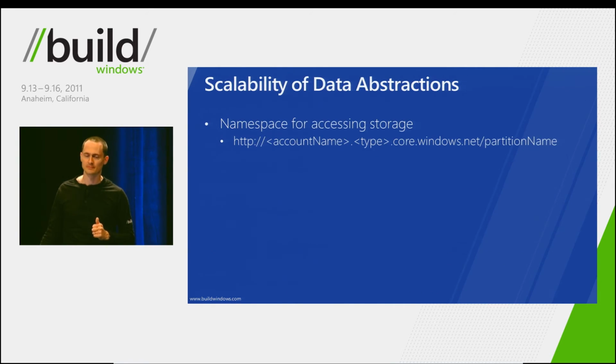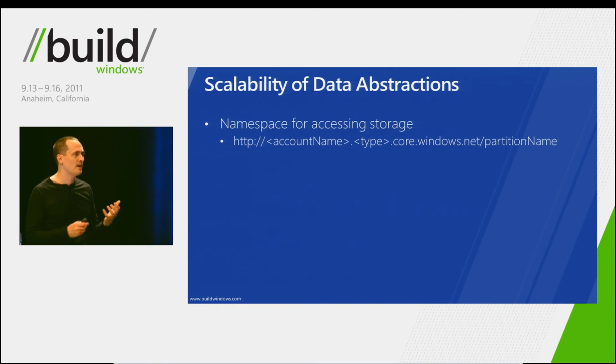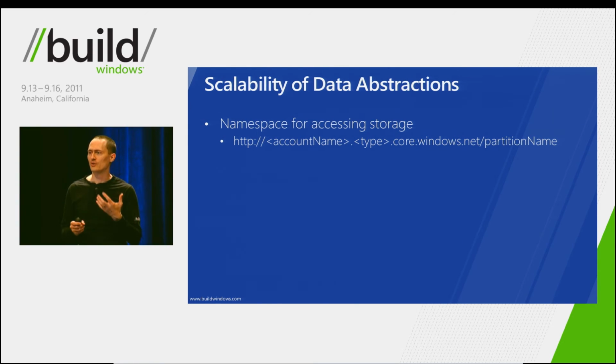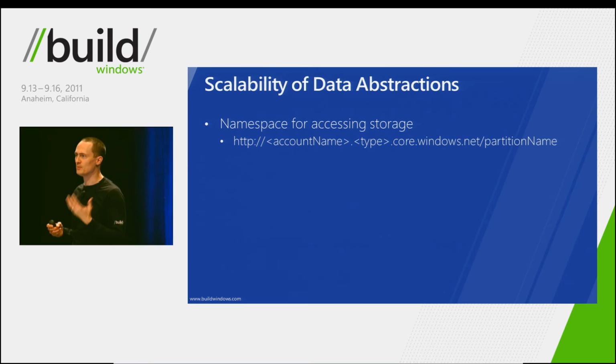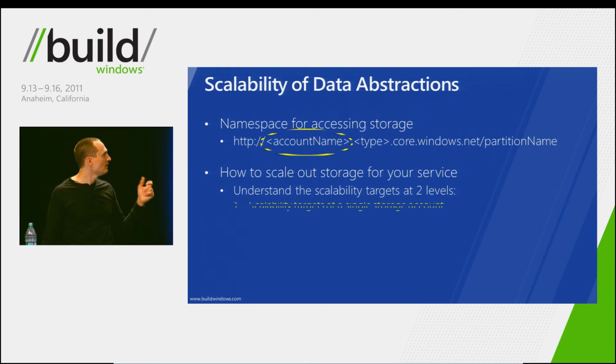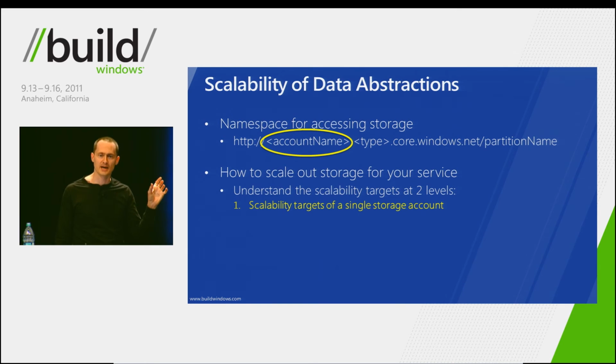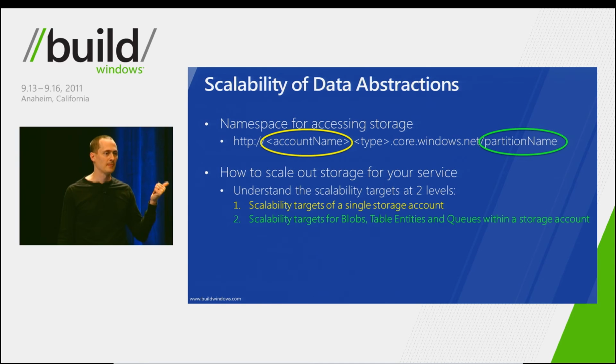Okay. So now I want to pop up a level and talk about the data abstractions and what you need to know in order to actually use Windows Azure storage to get the most out of our data abstractions in terms of scalability. Okay? So to understand what to do for scalability, there's sort of two things you need to look at. One is, what's the scalability of a single storage account? And what's the scalability of all the objects that we actually would store into that account?